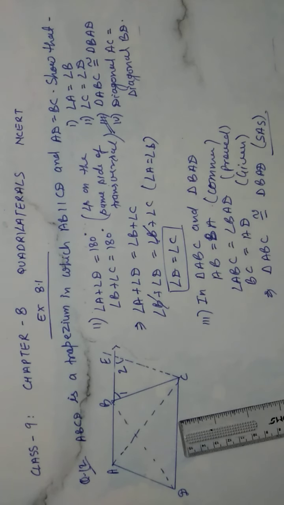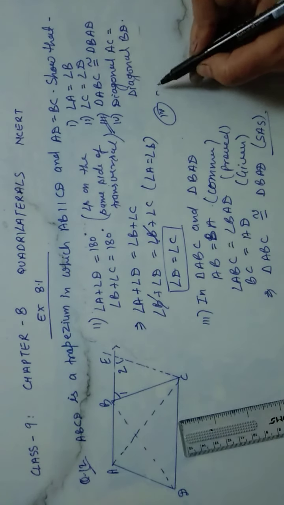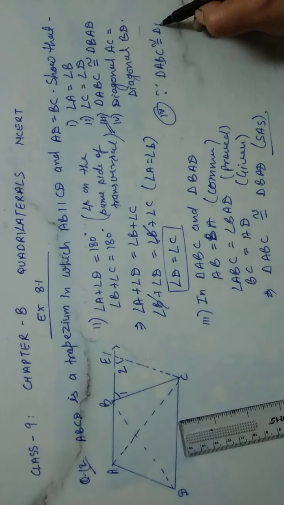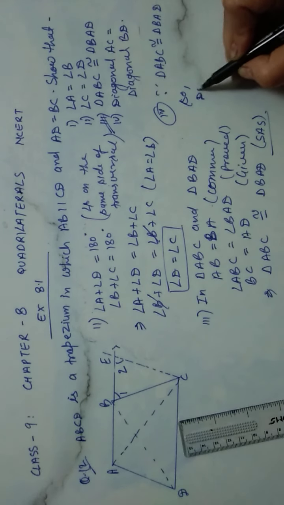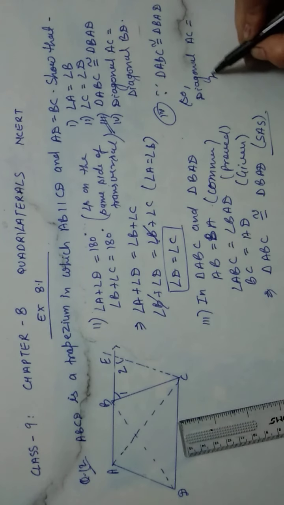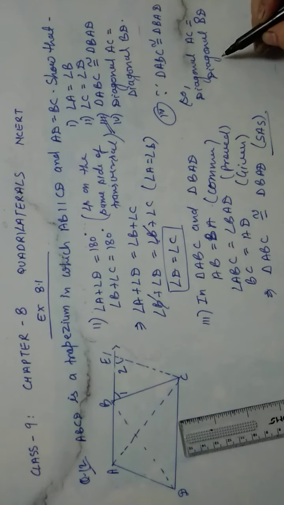Now the last point, that is we have to prove these two diagonals as equal. So how will we prove these two diagonals as equal? Because triangle ABC is congruent to triangle BAD, diagonal AC is equal to diagonal BD, and the reason is by CPCT. So this is our question number 12.